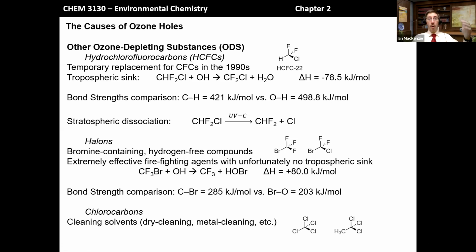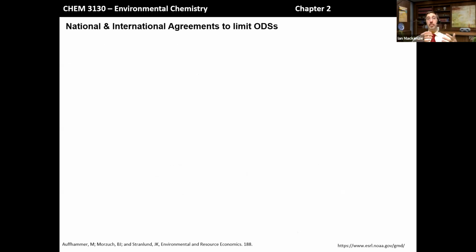So if all of these agents were being produced on a massive scale during this time, what happened? We certainly saw this increase in chlorine concentration in the stratosphere, resulting in the production of the ozone hole. But how have we started to repair that? And that comes from some national and international agreements that have been put in place to limit the production and thus emissions of ozone depleting substances.